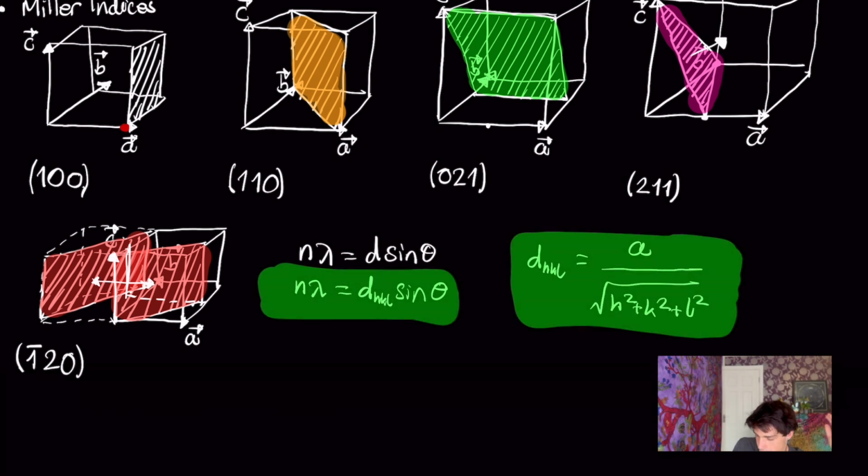So obviously, if your plane only has 1 Miller index, so if it was this plane right here, you can clearly see that the distance between adjacent planes would just be a divided by the square root of 1 squared plus 0 squared plus 0 squared, which would simplify to just a. So the distance between these 2 planes, of course, is just going to be the lattice constant itself.